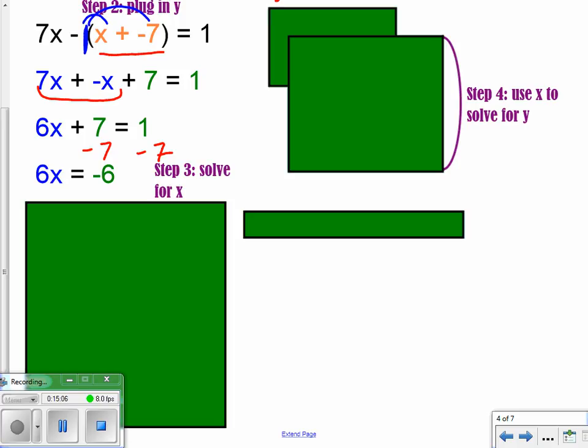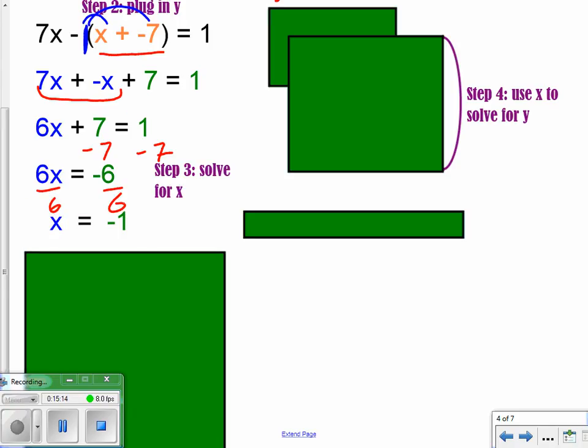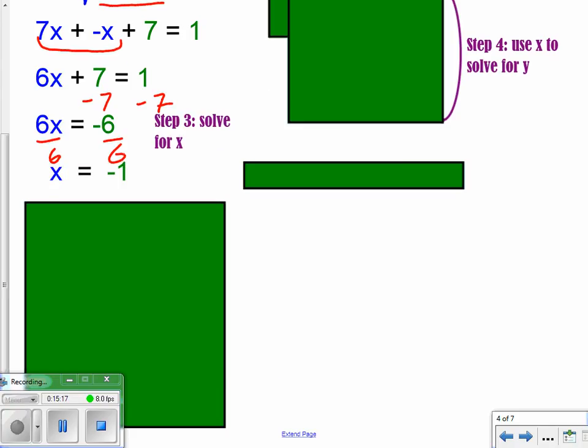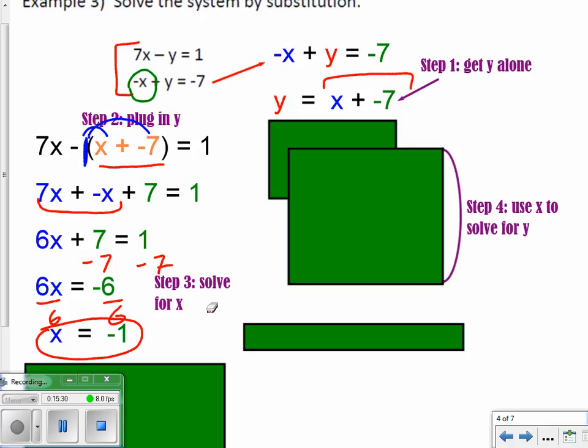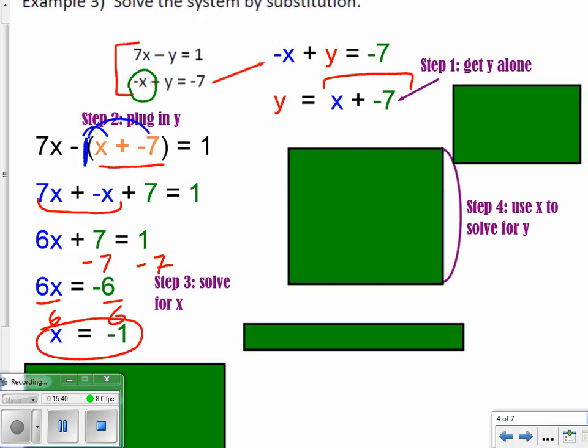From there, again, I just need to get x all alone. Divide by 6, divide by 6. And we can say that x equals negative 1. At this point, I have solved for x. We know in the solution the x term is going to be negative 1. So that was all part of our step 3, solving for x. Now that we have x all alone, we plug it into our other equation. I'm going to move this off to the side. Plug it into our other equation to solve for y.